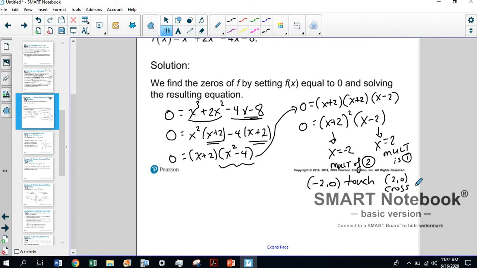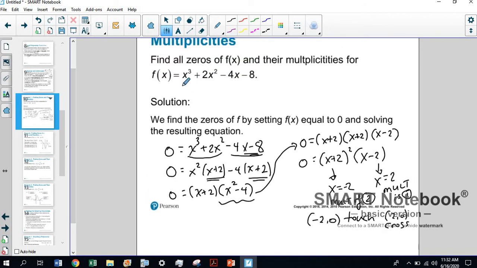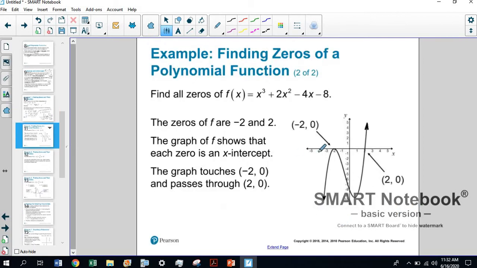So, how does that help us with our graph? We take a look at the leading coefficient. It's positive, and the degree is 3. So what's your end behavior? It goes up to the right and down to the left. And if we take these two things along with these two intercepts, you'll see that you go down. Here's your negative 2, 0 intercept. You come up and touch, and then you turn back around. And then later, you go through 2, 0, and you cross through it. Okay?